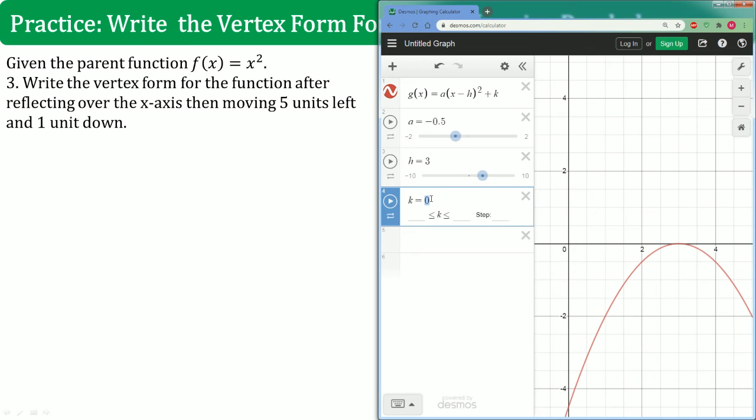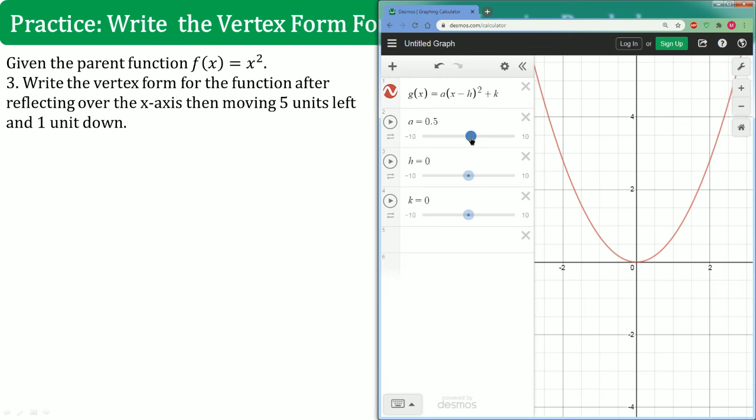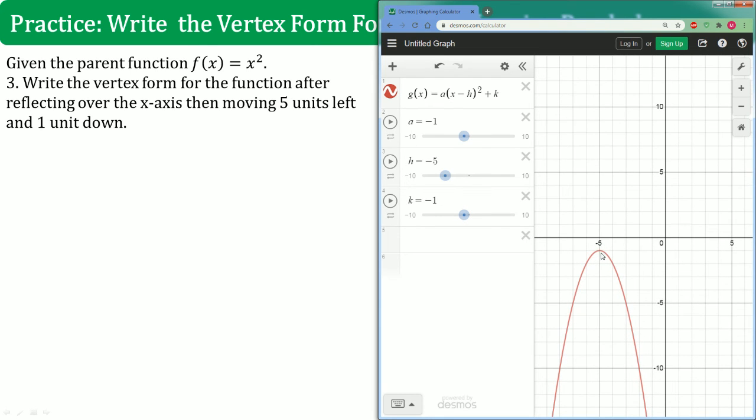So let's reset this. So it says reflect over the x-axis. So the a, to reflect it, we have to make it a negative. So it becomes -1. The h, our movement is going to be 5 to the left. So I move this to the left 5 until it hits -5. Let's zoom out. Good. And k is 1 unit down. So I move this to -1. Perfect. So the parabola, 5 units to the left, 1 unit down, as well as a reflection.